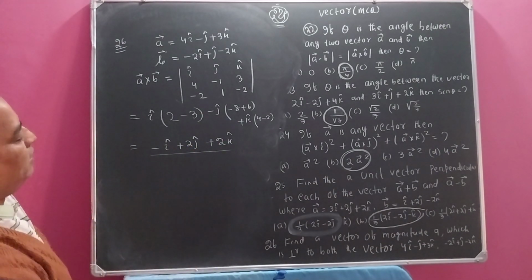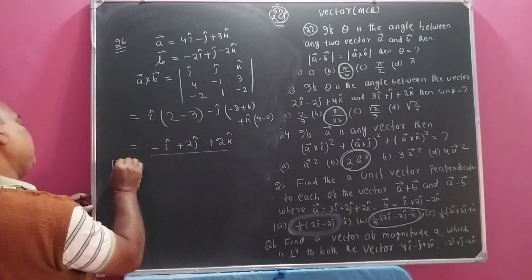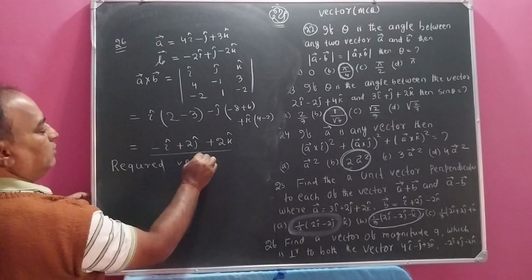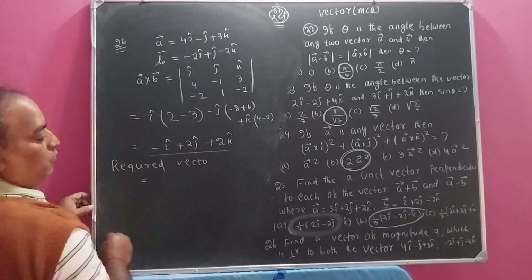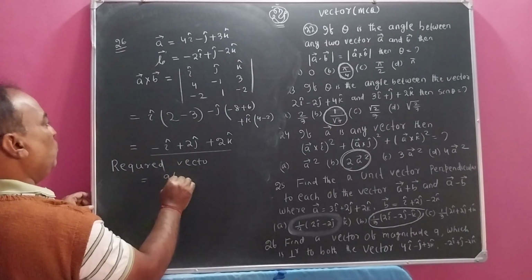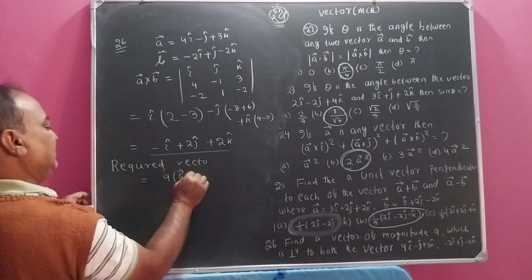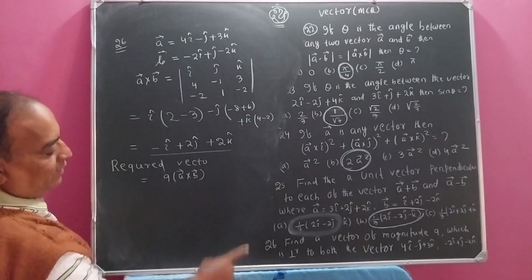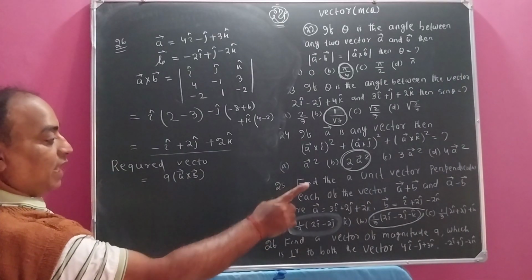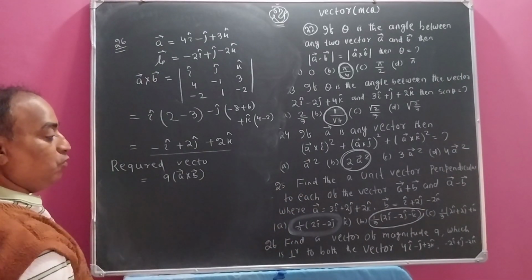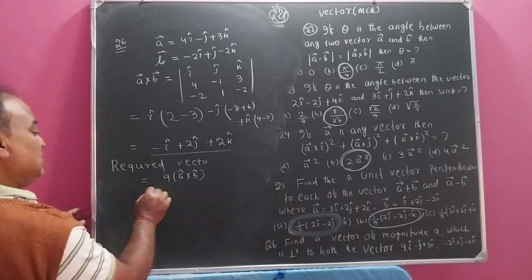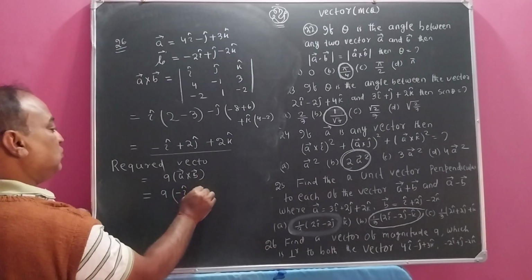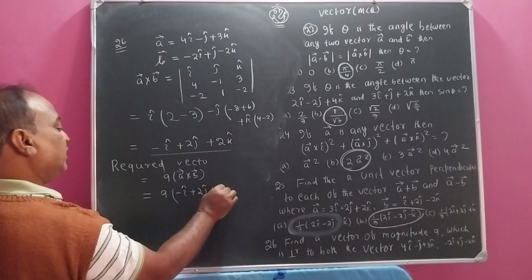Then required vector. Write down required vector. Required vector is equal to 9 into A cross B, because the magnitude will be 9. Find a vector of magnitude 9 which is perpendicular to both the vector this and this. So 9 into A cross B, minus I cap plus 2j cap plus 2k cap.